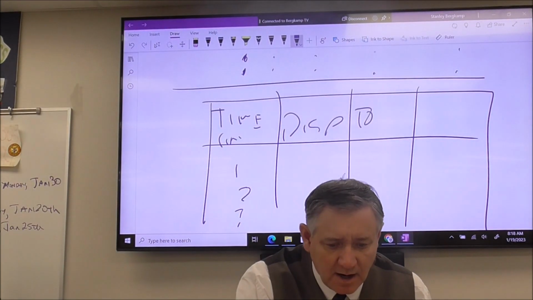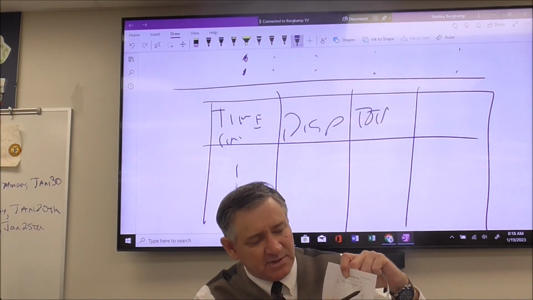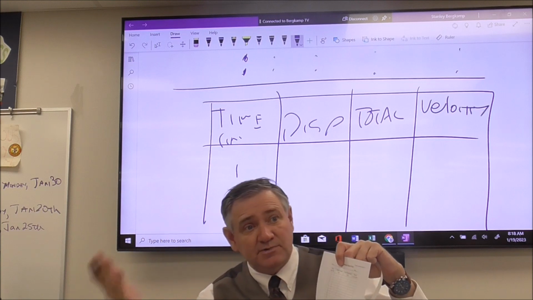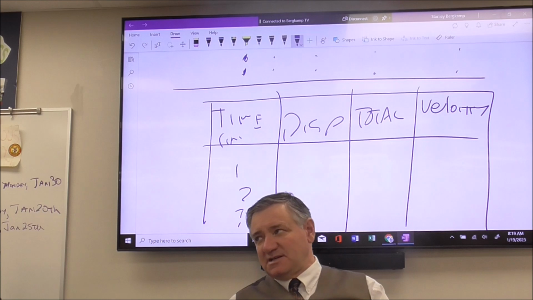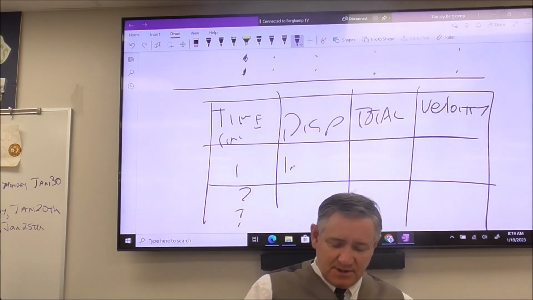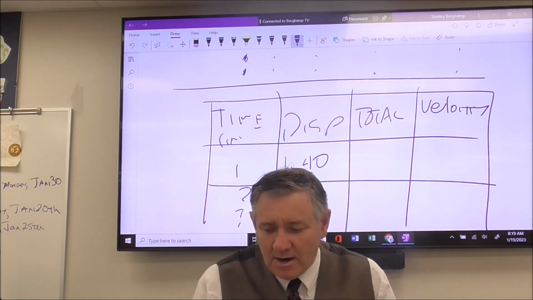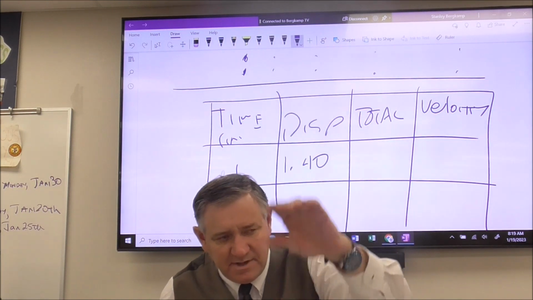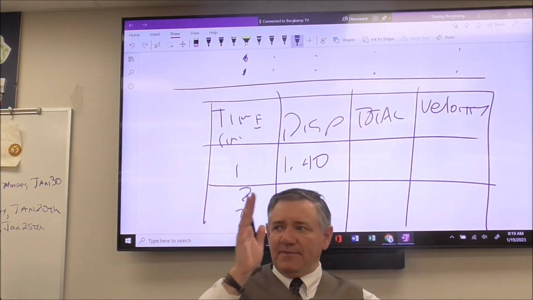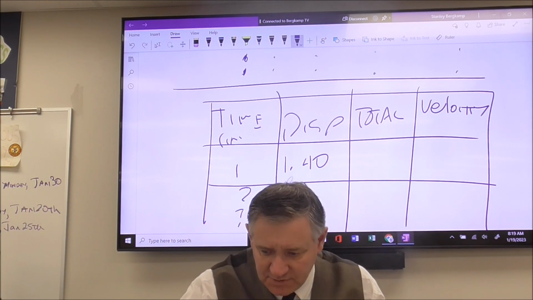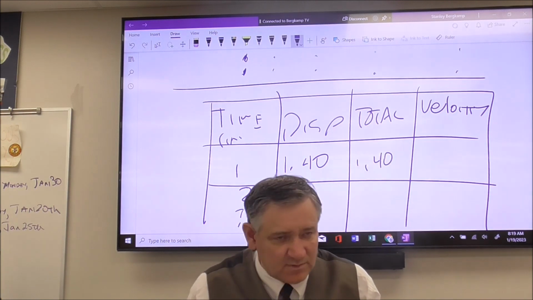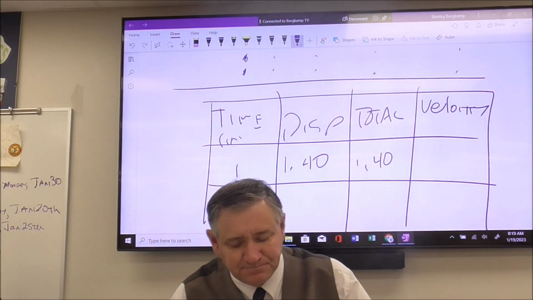1.40. Now, I already have the units up here at the top of each column, so you don't need to put centimeters at the end of each one. If you're really hardcore and like writing centimeters, good for you, you can write centimeters. Now, the total displacement is going to be how far it's gone at the end of each interval. At the end of the first interval, it only traveled 1.40 centimeters, so that's going to be the same.